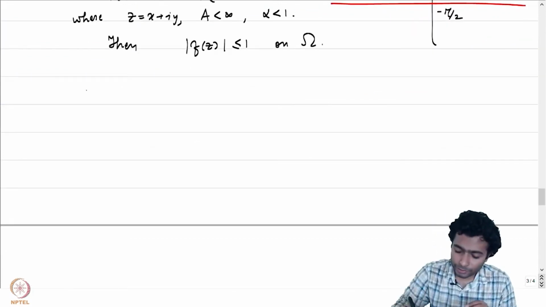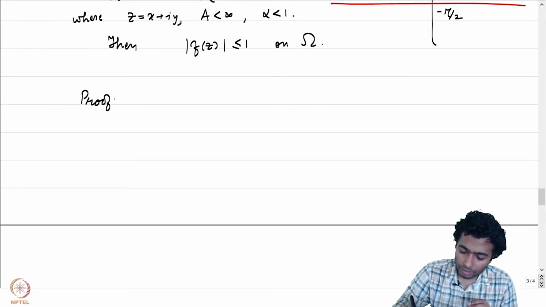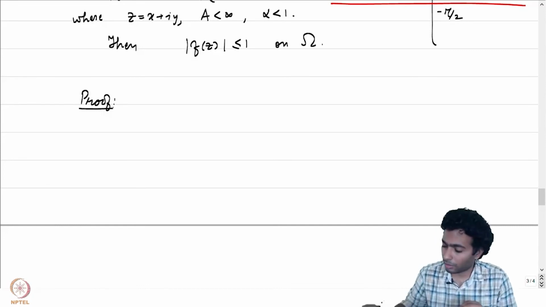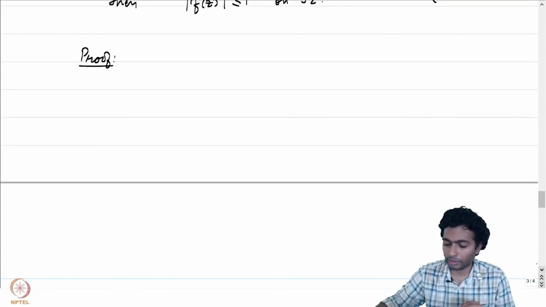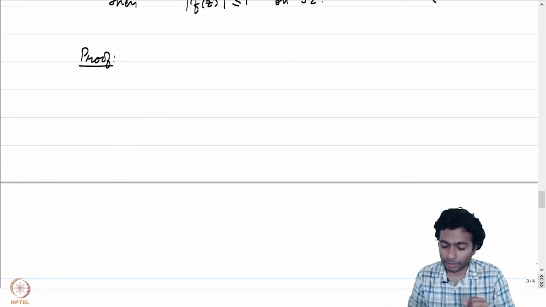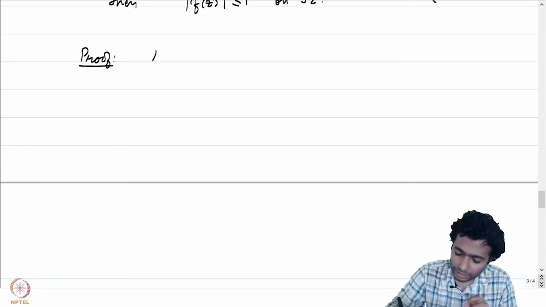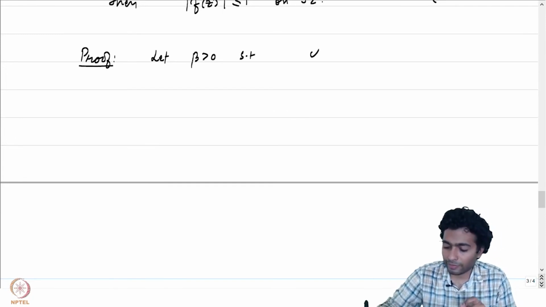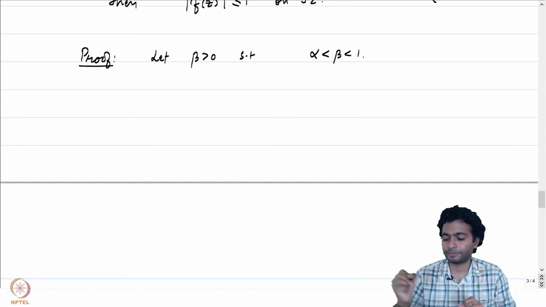The strategy of the proof is going to be the same. We will define an auxiliary function and we will use that to reduce it to proving the theorem by using the maximum modulus principle on some finite domain, some bounded domain. But before that, let's pick a beta positive such that alpha is less than beta less than 1.